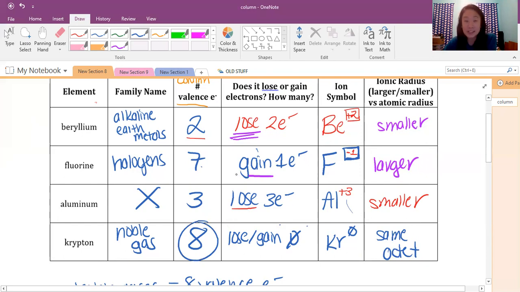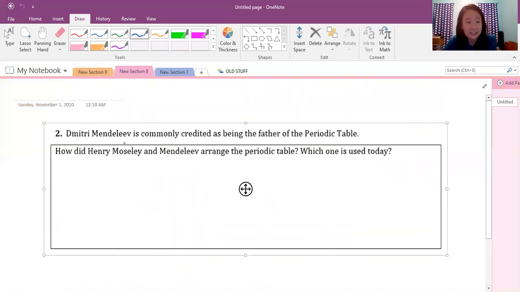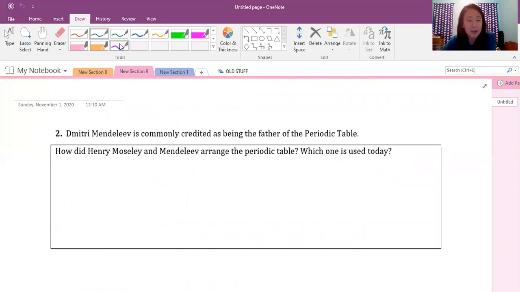Okay, so these are the type of questions you're going to see in your quiz. It looks just like your daily type. I'm just going through a couple of questions. Also, the last thing I want to go through is your 2 history, guys, so you don't get it wrong. So Dmitri Mendeleev is commonly credited as being the father of the periodic table, right? Remember, he's element 101. So how did Henry Moseley and Mendeleev arrange the periodic table?